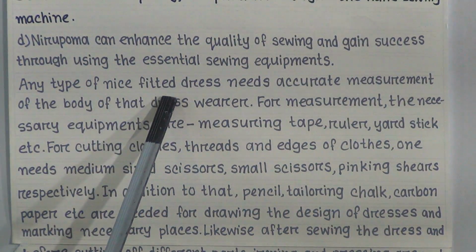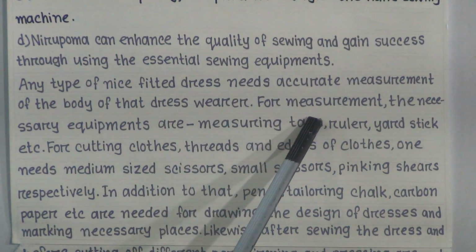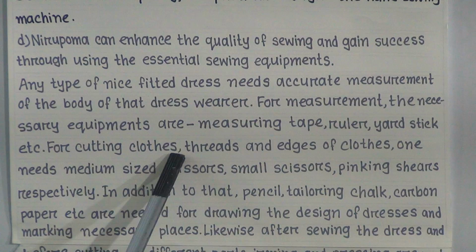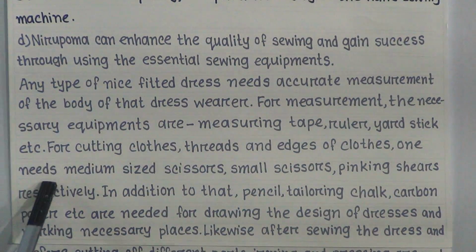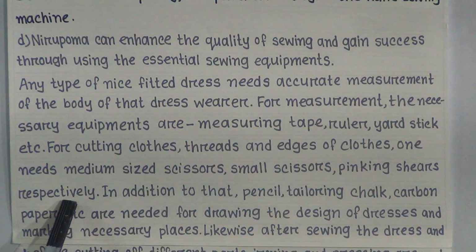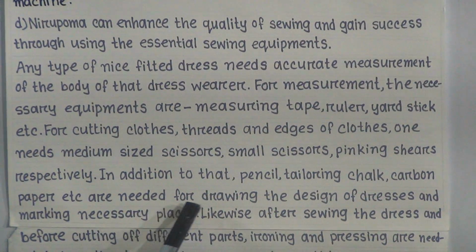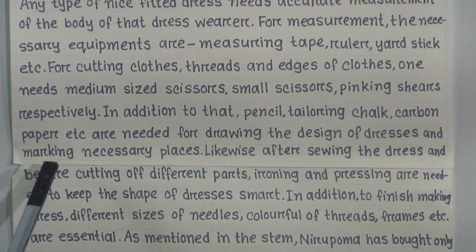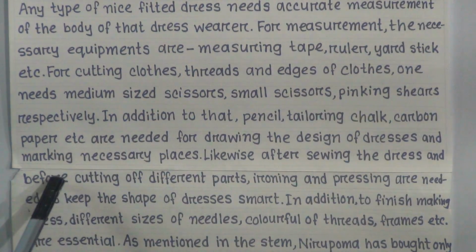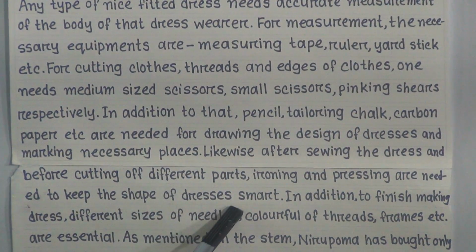Any type of nicely fitted dress needs accurate measurement of the body of the dress wearer. For measurement, the necessary equipments are measuring tape, ruler, yardstick, etc. For cutting cloth, threads and ends of cloths, one needs medium-sized scissors, small scissors, picking shears, respectively. In addition to that, pencil, tailoring chalk, carbon paper, etc. are needed for drawing the design of dresses and marking necessary places. Likewise, after sewing the dress and before cutting off different parts, ironing and pressing are needed to keep the shape of dresses smart.